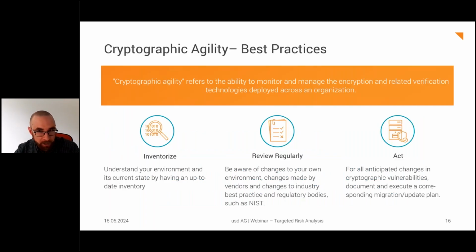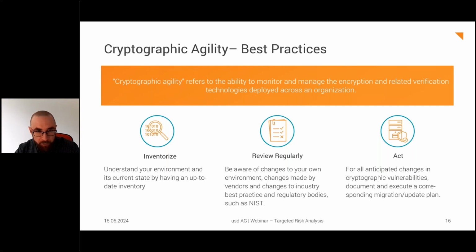I put some best practices for you here. So the first step that you want to do to support this cryptographic agility and to perform the process that is defined in this requirement is you want to have an inventory of really all cryptographic algorithms that you're using and where you're using them. So really to understand your environment and to have the current state that is really up to date.